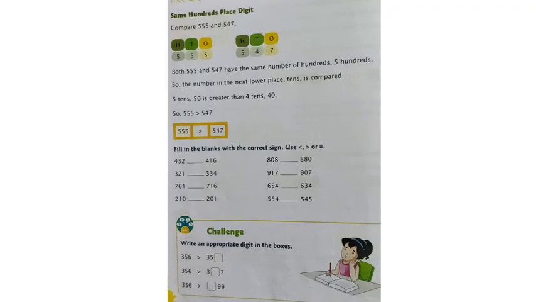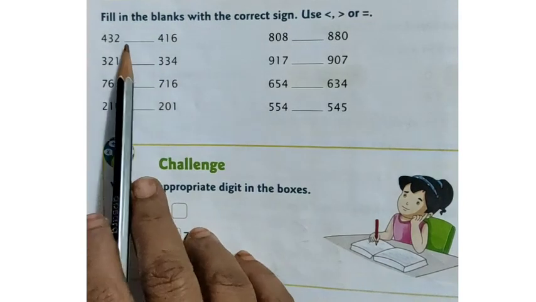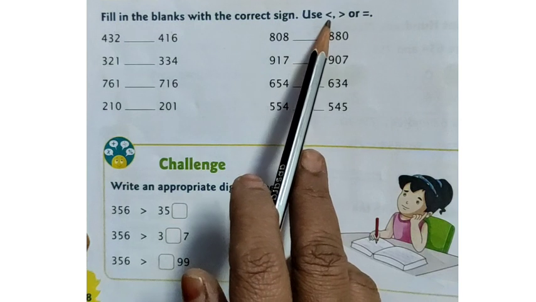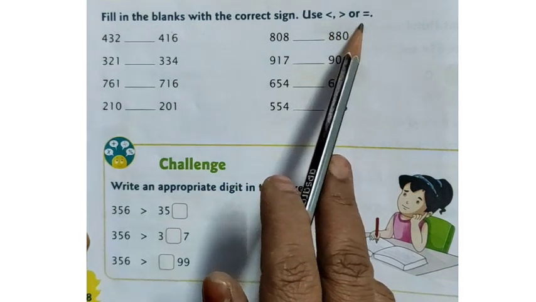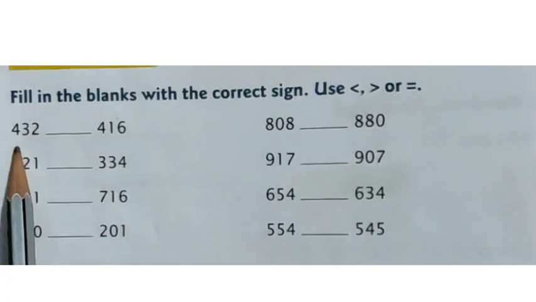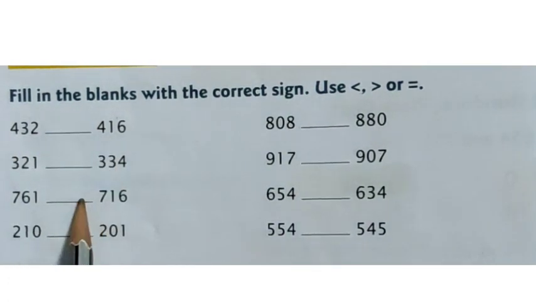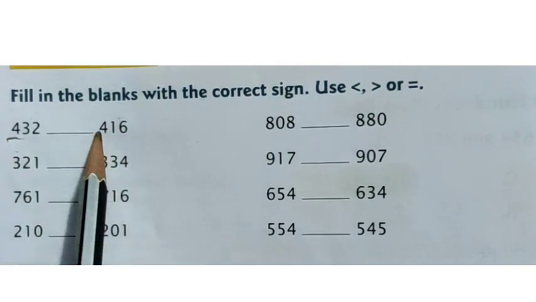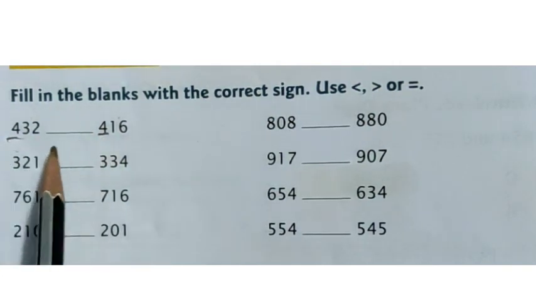All of you open page number 68 and write today's date, children. Now in this we have the heading, fill in the blanks with the correct sign. Use less than, greater than or equal to sign. Here we have 432 and 416. Both are 3-digit numbers. Compare the hundreds place. Both are the same, 4 and 4.